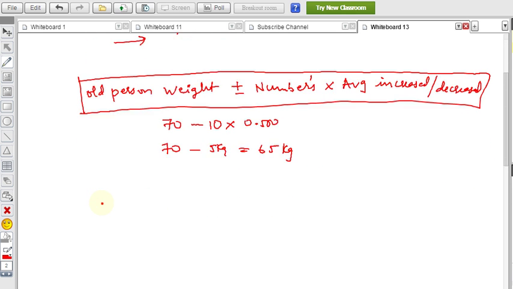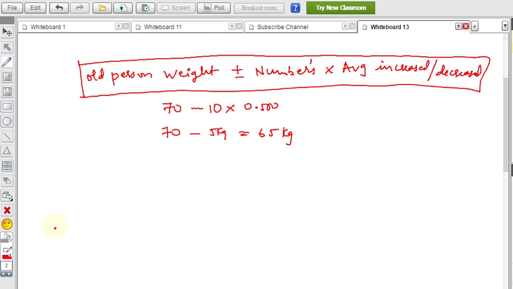Okay, I'll write similar questions. For example, a person joined in the place of a 60 kg student out of 12 members. Then the average is increased by 250 grams. Now plus the number of students, and the old person's weight. So the old person's weight is 60. Now here it is increased, right? So plus 12 into how much is increased, 0.250, converted to kg.